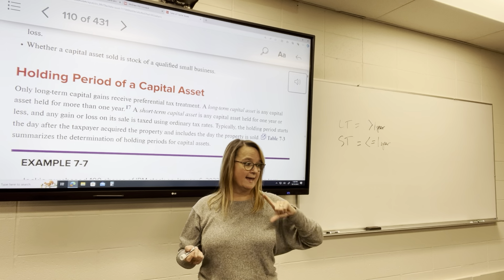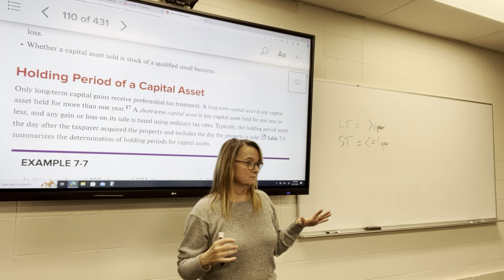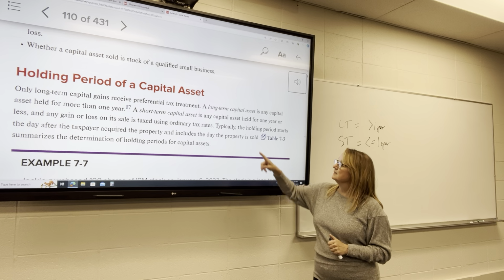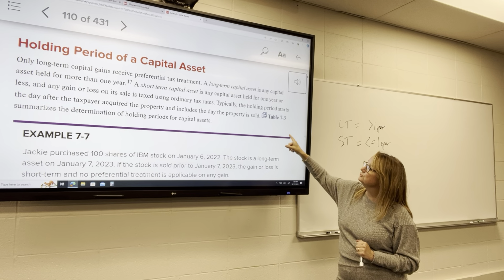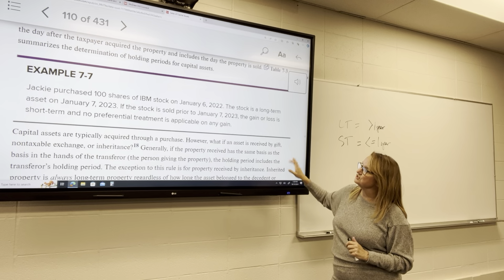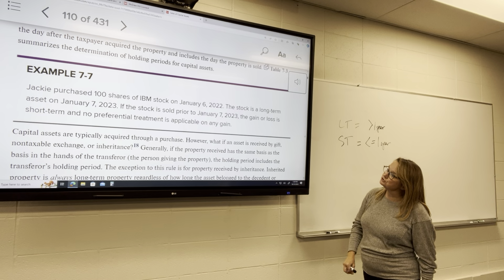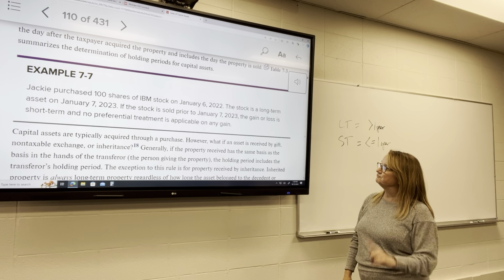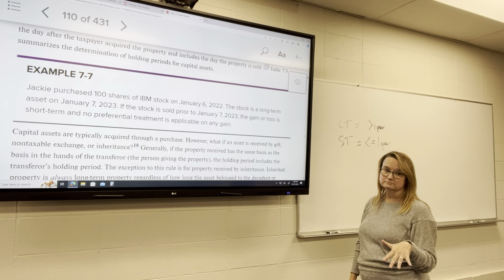If I wait 1 more day, then it's going to be long term. And my tax rates are going to change, right? Between those 2 days, my tax rates are going to change. Holding period starts the day after the taxpayer acquired the property, and includes the day that the property is sold. All right, so Jackie purchased 100 shares of IBM on January 6th. Stock is a long-term asset as of January 7th. If she sells it before that, then it's short-term, and she doesn't get any preferential treatment. Okay.